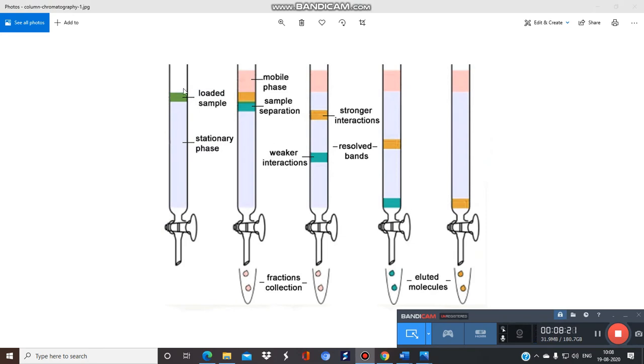Please see this. So this is the column. Here you have a stationary phase. Here, if it is not sintered, you will put a glass wool or cotton plug. Then the loaded sample, and above this is your mobile phase. Look at this again: stationary phase, above the stationary phase there is a sample, and here is your mobile phase.